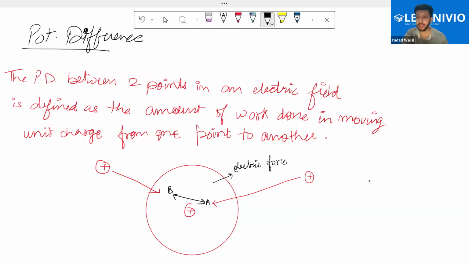We're talking about 2 points. We have taken 2 points in the electric field, A and B. Now I am bringing a unit positive charge from A, and then I bring the positive charge from B. So it's between the 2 points. What I do is the work done in moving unit charge from one point to another. In this electric field, if I mark 2 points A and B, what will be the work done if I move a charge from a given point to another given point? Read the statement.